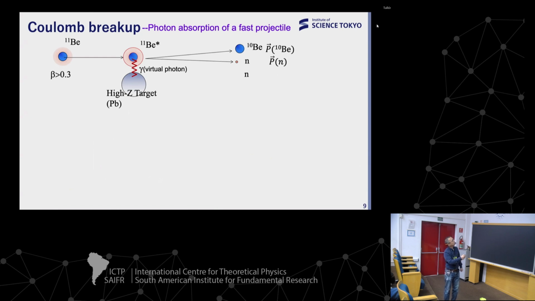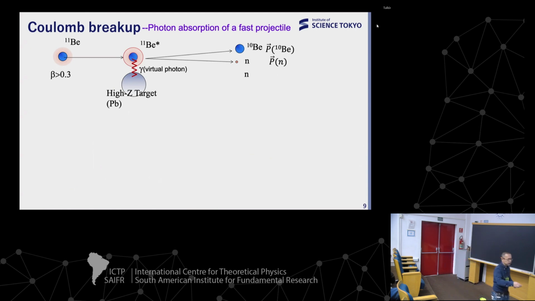But when the fast beam comes like this, then you have Lorentz contraction, so that this photon field is really contracted to the vertical direction, like this way. So the beryllium-11 undergoes a pulse of strong Coulomb field when it passes by this high Z target. And then this can be translated into the absorption of a virtual photon. And it is excited, and it breaks up into beryllium-10 and a neutron, like this. Sorry about this, another neutron doesn't exist here, okay?